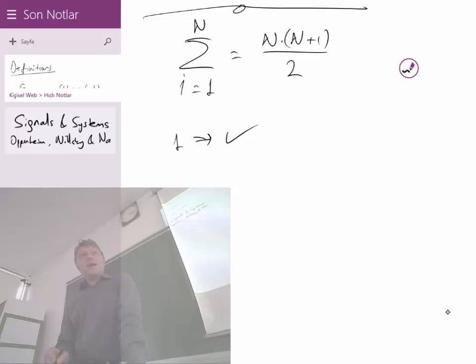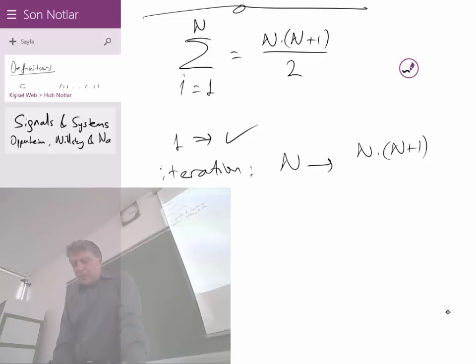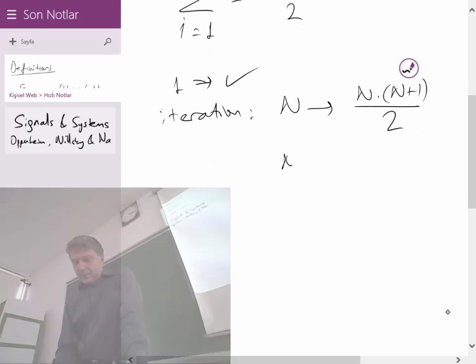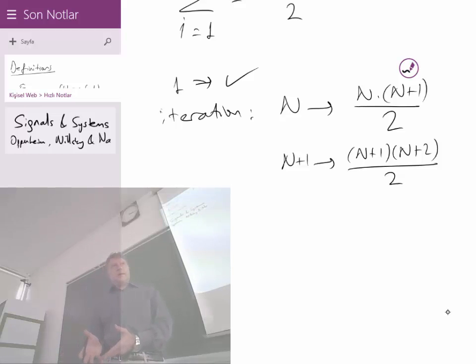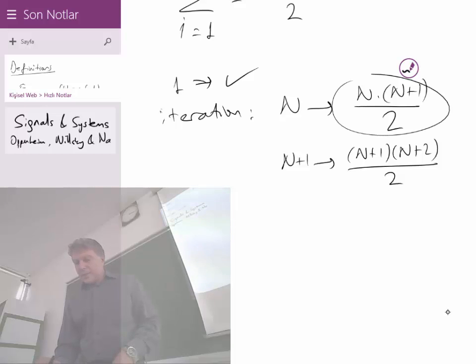Now let's assume that for n, this is the formula. Then what is the formula? So that's the iteration that we need to show. For n, the formula is n times n plus 1 over 2. Is it true that for n plus 1 the formula is valid? For n plus 1, what is the result? It must be n plus 1 times n plus 2 over 2, right? This must be the formula. Is it correct?